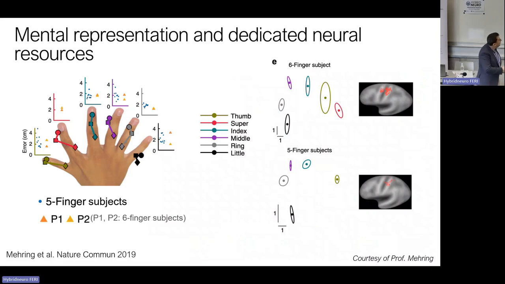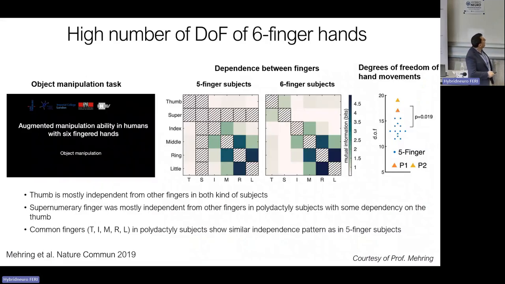And here is interesting. This is brain imaging showing the position in the motor cortex related to the control of fingers. These are examples of location in a five-finger study. It doesn't matter the scale, it's just to give you an idea of the relative position in the motor cortex. But the main point is that the sixth finger, which is the supernumerary finger, is very well separated from the others and is fully represented as the others. So the brain is fully representing that finger. It's fully part of the body scheme.